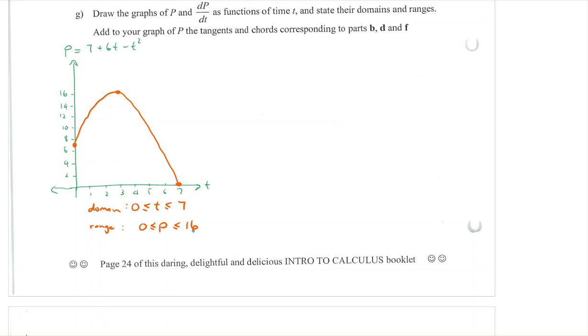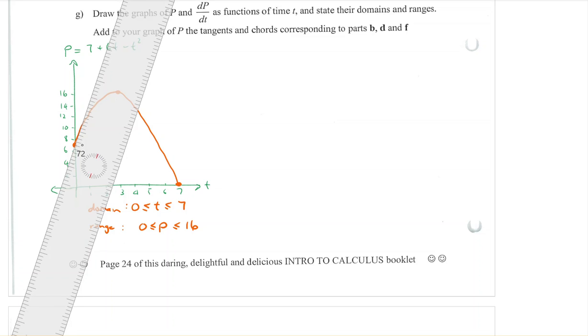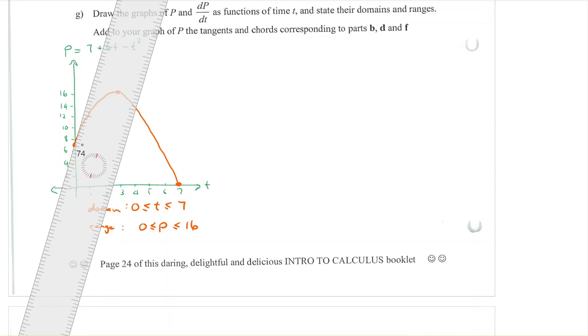Very good. Okay, while I'm there, before I go on to the second graph, just for this graph, it says add to your graph of P the tangents and chords corresponding to part B, D, and F. Now, B was when time was equal to 0. Okay, so with a ruler, if you have one, or a straight edge of some kind, you want to draw, it asks for the tangent. We want to draw the tangent at that point. I'm going to use blue.